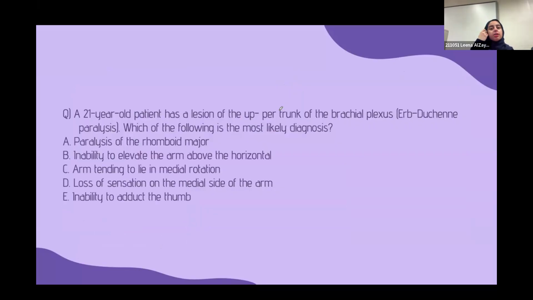A 21-year-old patient has a lesion of the upper trunk of the brachial plexus, Erb's palsy. We're on the last lecture, and don't worry, these are the last 3 questions. So we're done, almost. A 21-year-old has a lesion of the upper trunk of the brachial plexus. Which of the following is most likely the diagnosis?